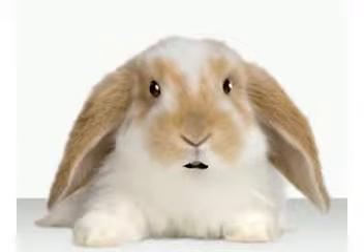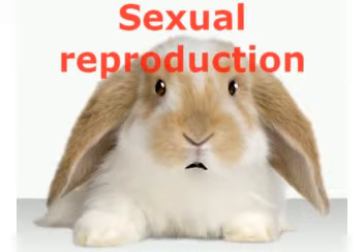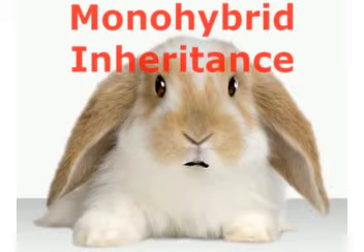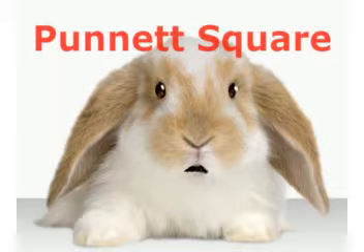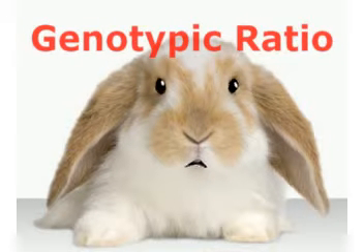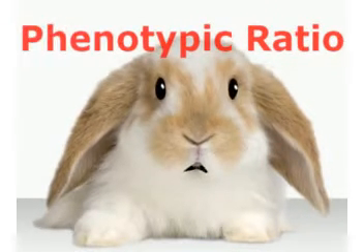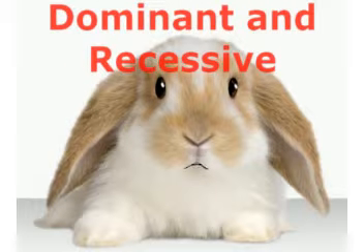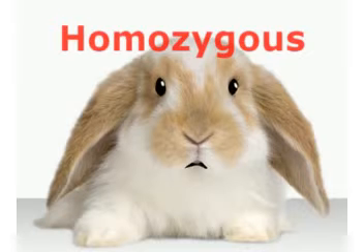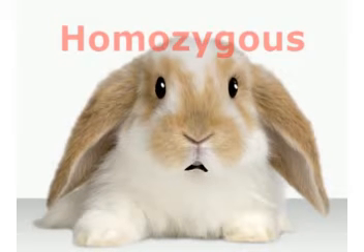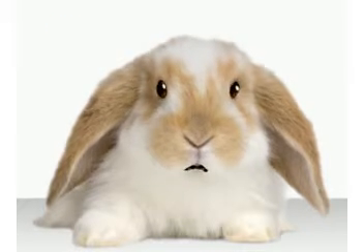The lesson 8 keywords are sexual reproduction, monohybrid inheritance, allele, gene, Punnett square, genotypic ratio, phenotypic ratio, dominant, recessive, heterozygous, and lastly homozygous. Sexual reproduction is how we make babies.